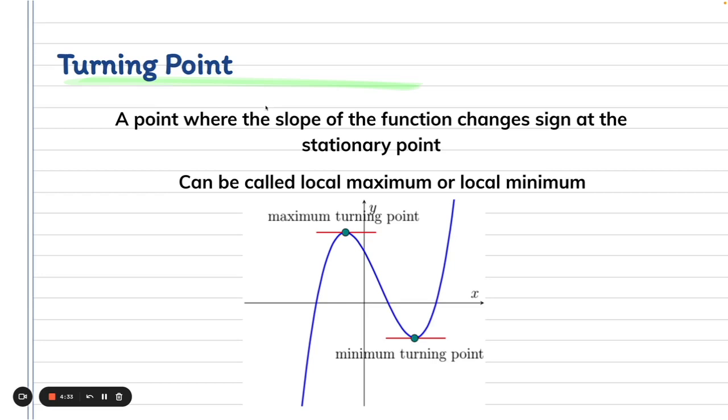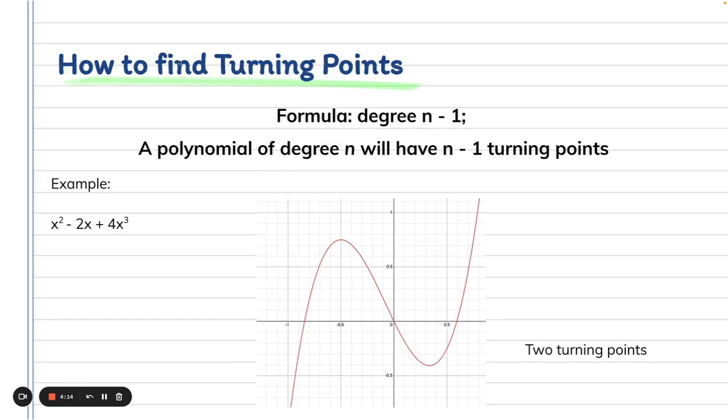And turning points. It is the point where the slope of the function changes signs at the stationary point. It can also be called a local maximum or local minimum. So it is the point right after which the graph changes direction.